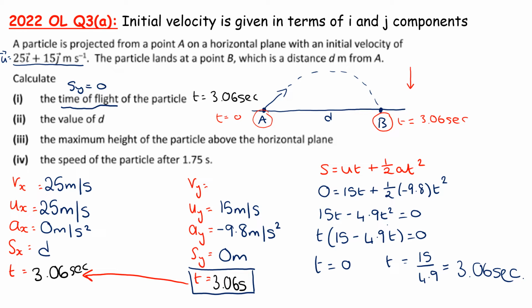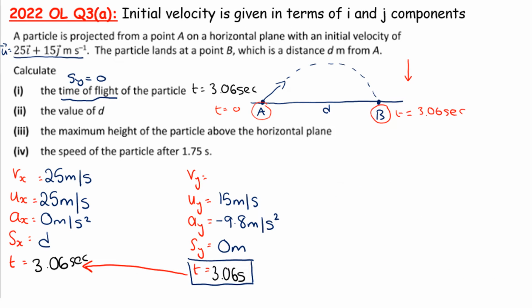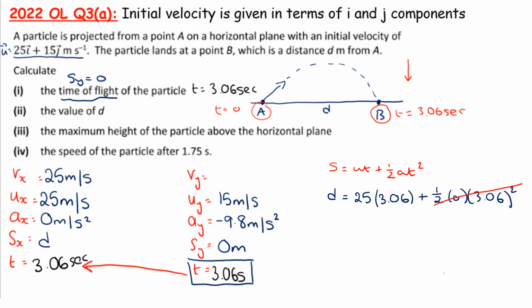Now we want s, so you want any formula that has s, so the best one to use will be s equal to ut plus a half at squared. We want to find s, which they've labelled d. Our u is 25, times t, which is 3.06, plus a half a, where a is 0, times 3.06 squared. Because we have no acceleration there, that's going to disappear. So our distance is going to be 25 by 3.06.